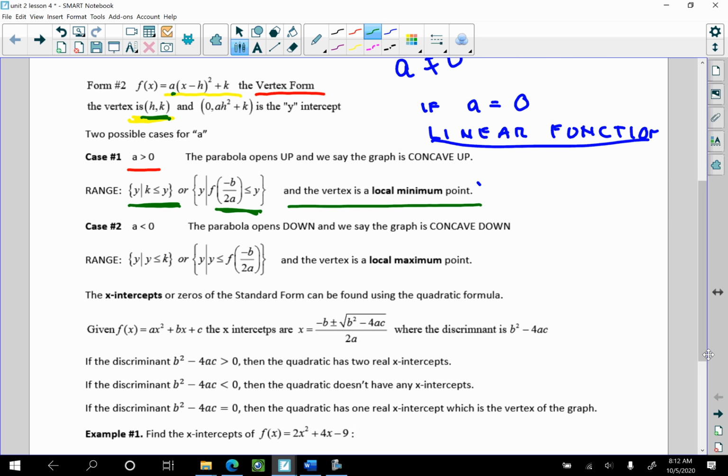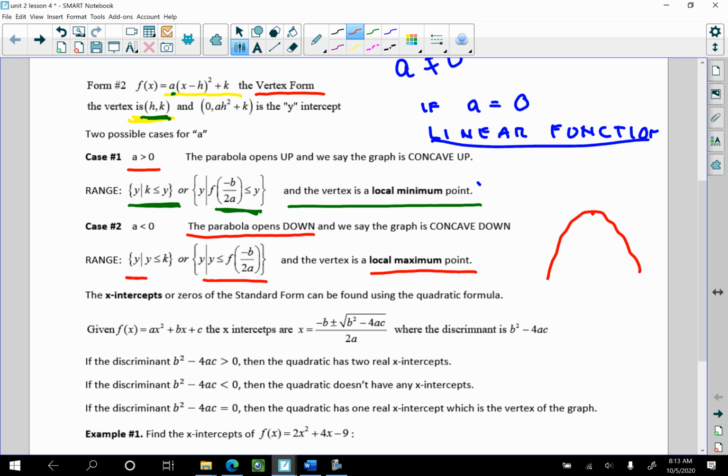If a is less than 0, the parabola opens down. And we say the graph is concave down. If it is concave down, then the graph has a maximum point. And the range is going to be y less than or equal to this k, or less than or equal to f of negative b over 2a.